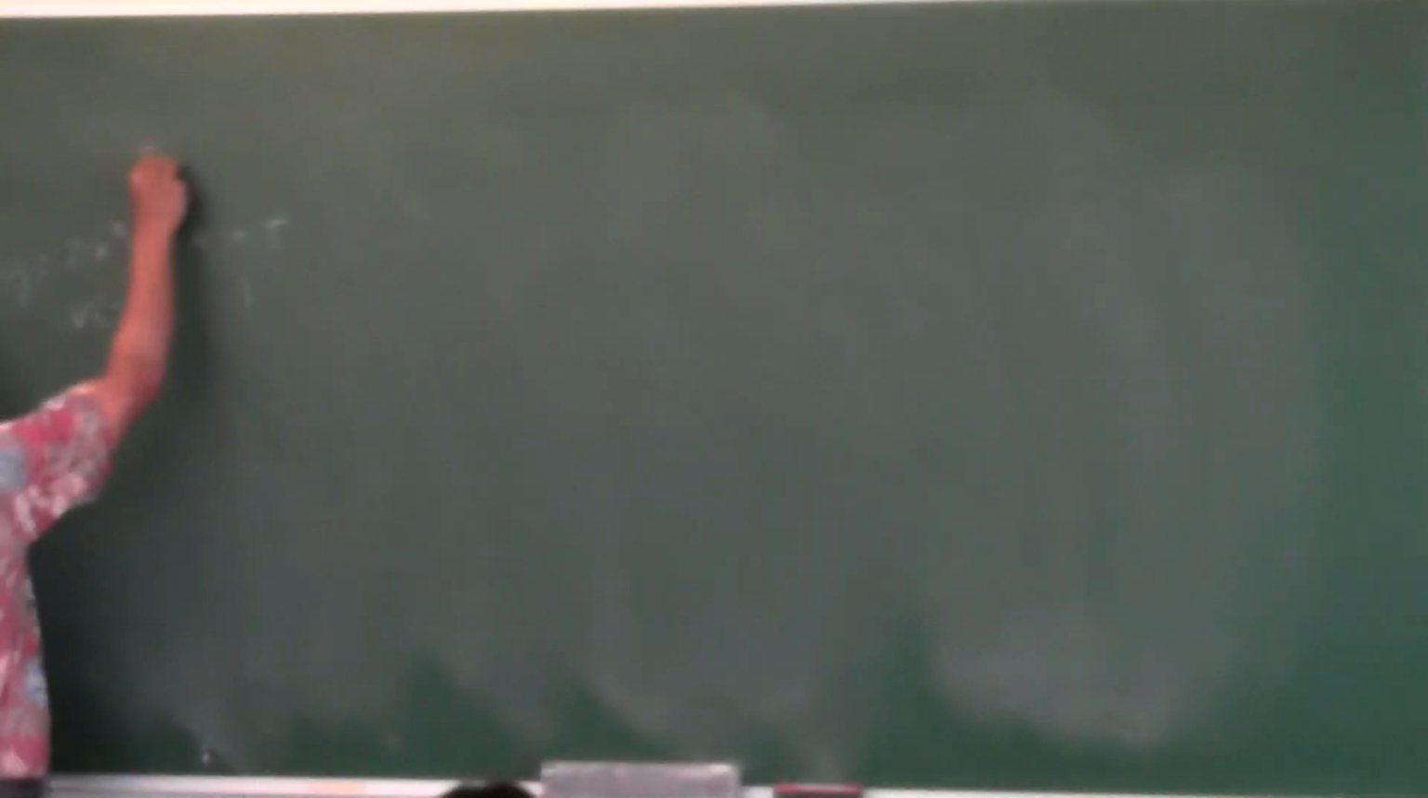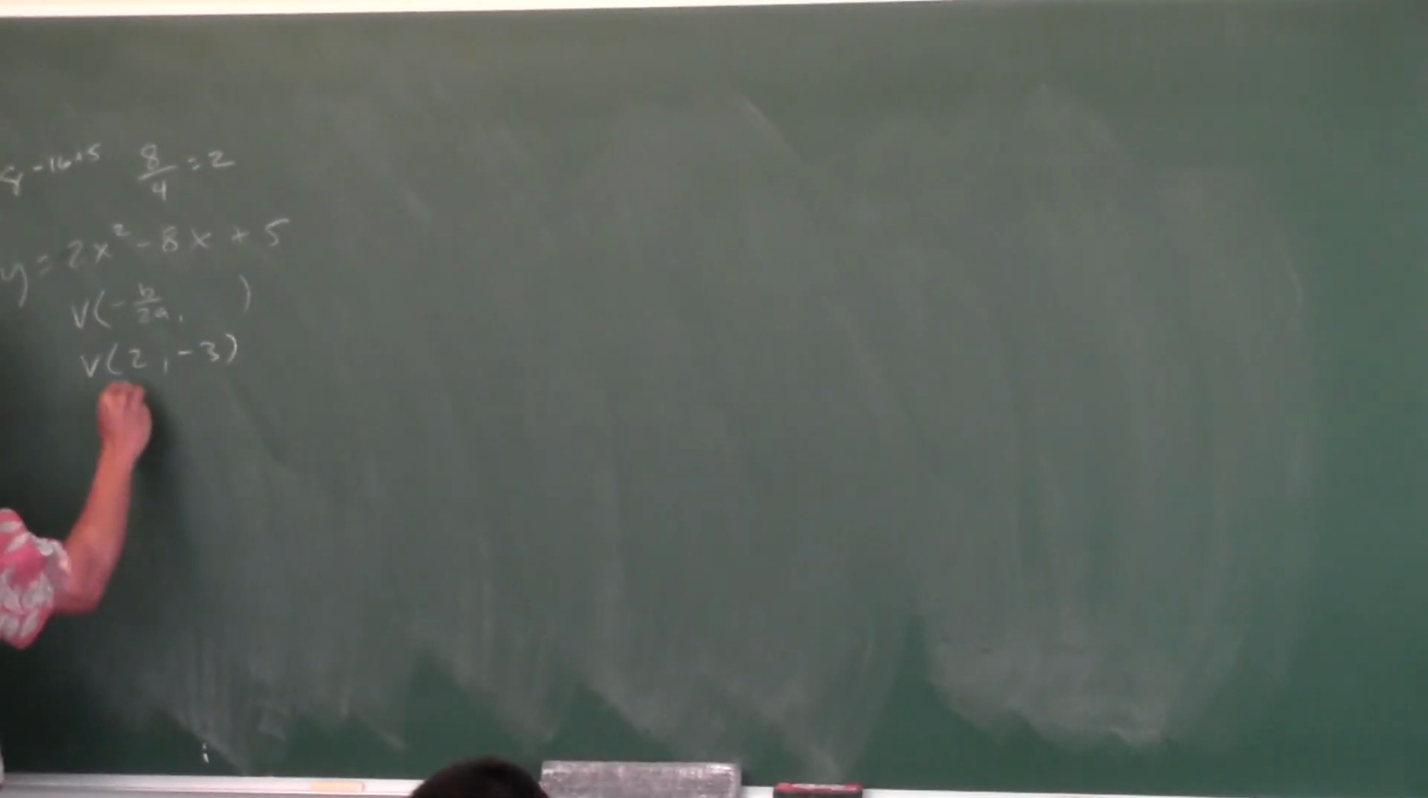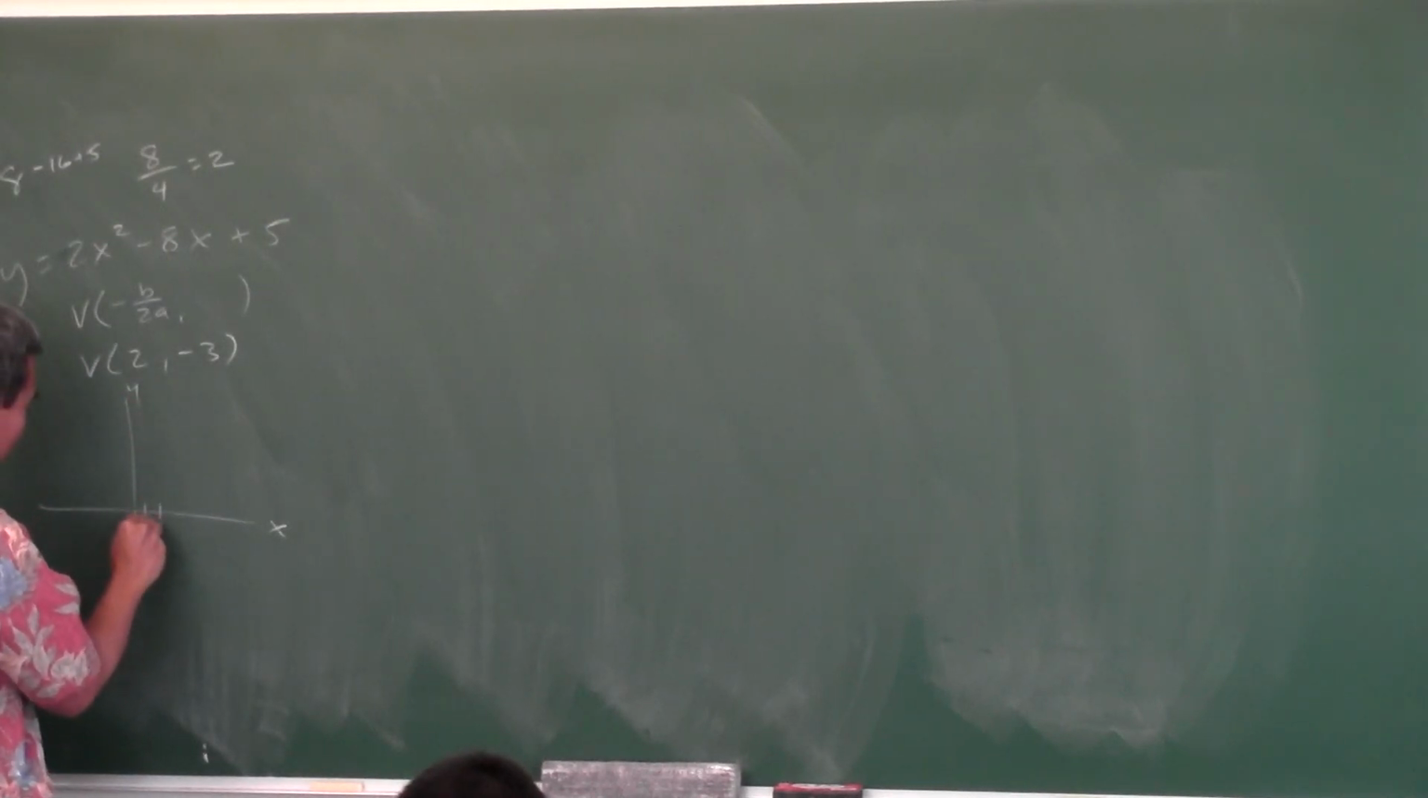And what did we learn last year? The x-coordinate of the vertex is negative b over 2a. Does that sound familiar? So this is a, b, and c. What is negative b over 2a? 2. So we know the x-coordinate of the vertex is 2. How do I find the y-coordinate? You plug it in. You get 8 minus 16 plus 5. Negative 3, that's the vertex. So 2, negative 3.